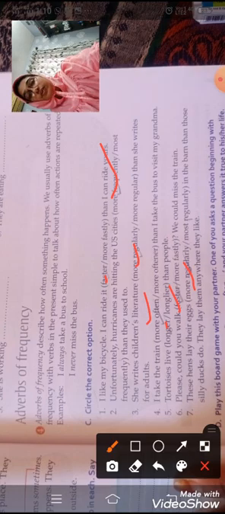We could miss the train. These hens lay their eggs more regularly in the barn than those silly ducks do. They lay them anywhere they like. So the answers to this exercise are faster, more frequently, more regularly, most often, longer, faster and more regularly. These are your answers. You need to circle them.